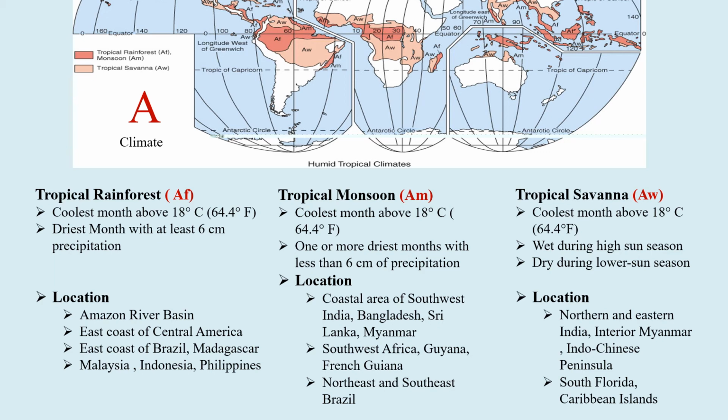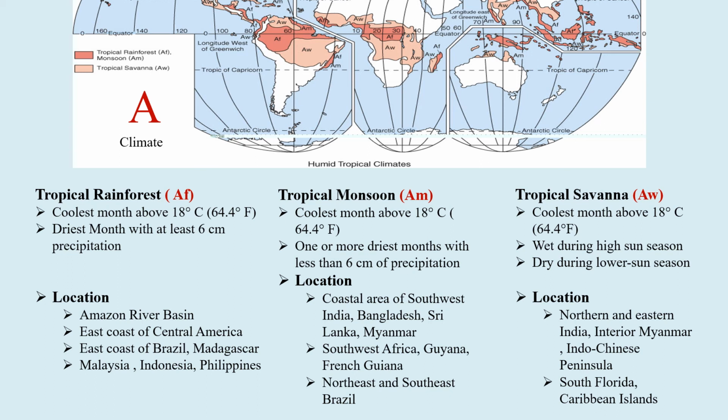Tropical monsoon is a little bit different. One or more of the driest months have less than 6 centimeters of precipitation, because in tropical monsoon, in the summertime there is mostly a lot of rainfall, and in the wintertime it is mostly dry. The tropical savanna is a little bit different from tropical rainforest and also tropical monsoon. In the high sun season it would be rainy, and in the lower sun season it would be dry.